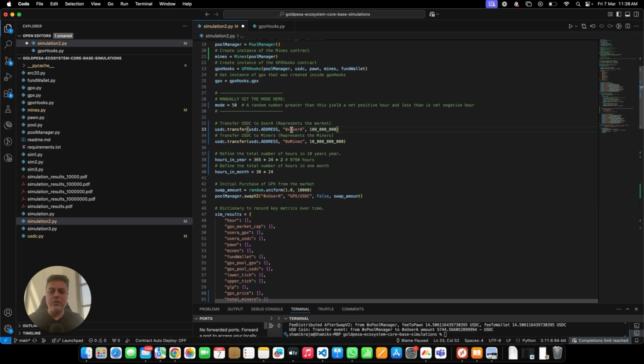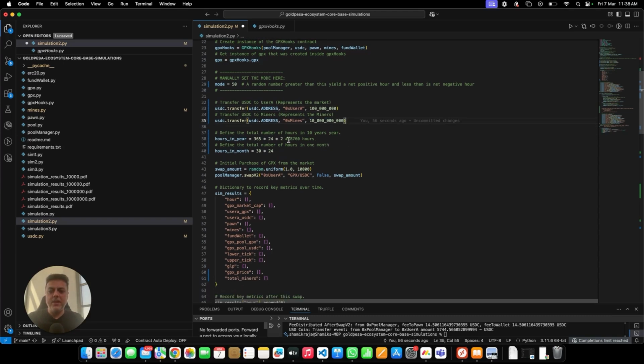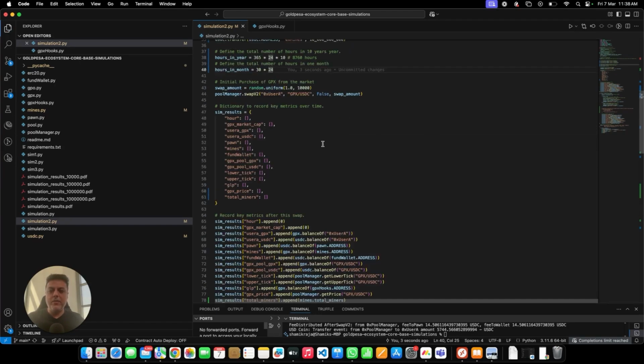Now, the first thing we're going to do is user A is defined as the market as a whole. So if our GoldPesa holders are 1,000 people, user A represents the whole 1,000 people. And then GoldPesa Mines, we're putting in a lot of money just to simulate this, to get an idea. So let's do the simulation over, let's say, 10 years. So we're taking 365 days, 24 hours, 10 years, and we are going to initially transfer a small amount of tokens into the market, because of course when you first fair launch GPX on Base, there's no GPX that exists anywhere in the world.